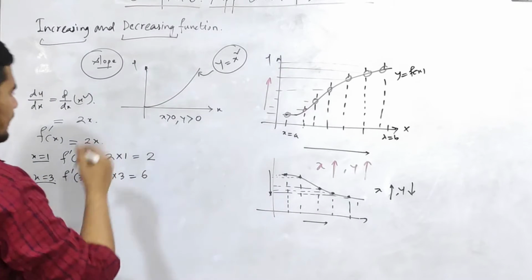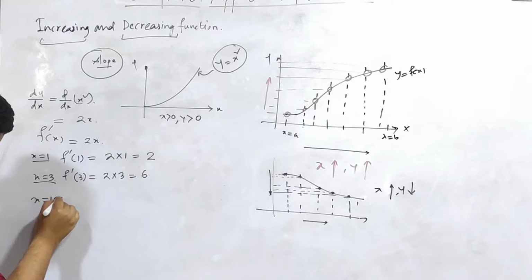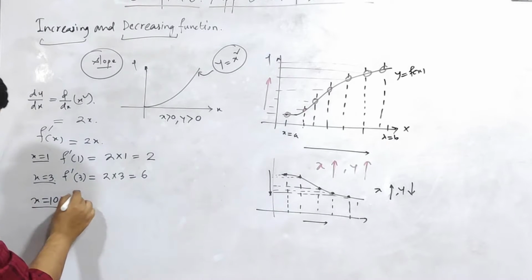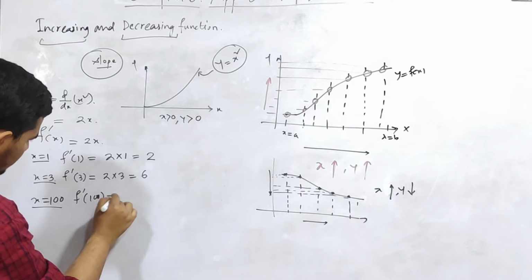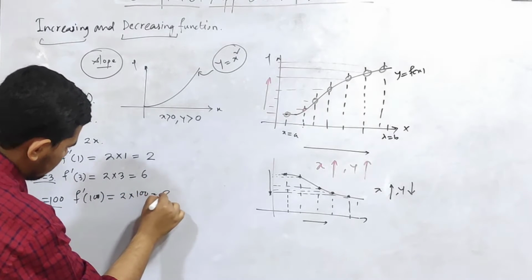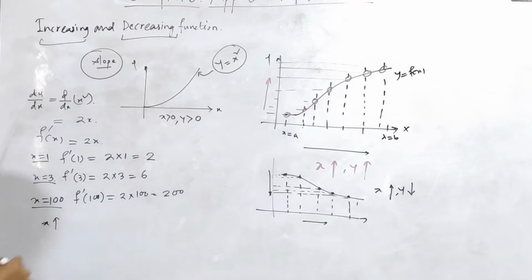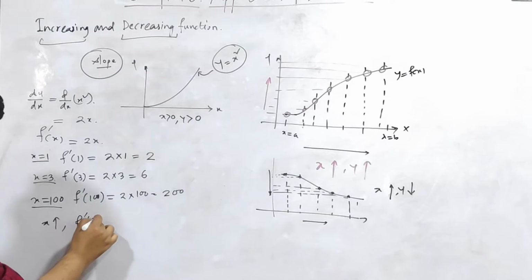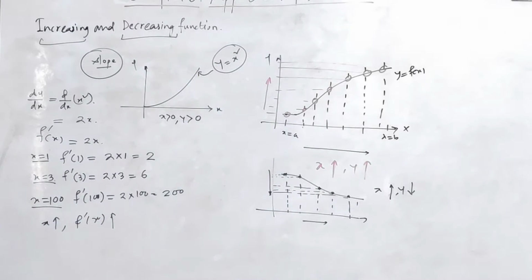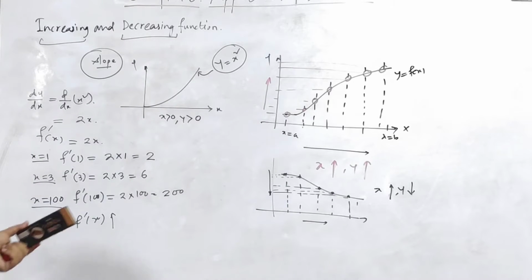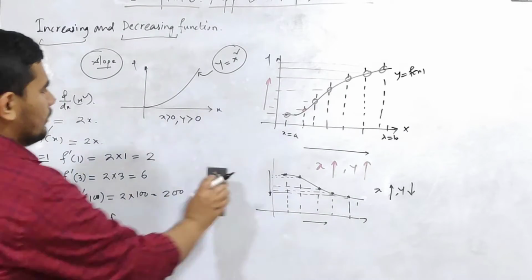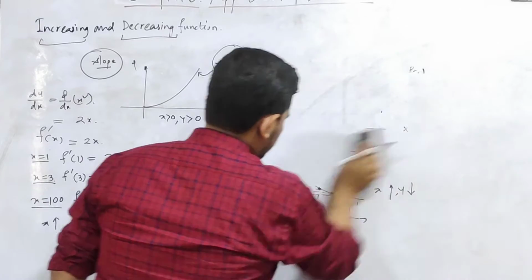Let's suppose I take again another value. Let's suppose x equal to 100. So f dash of 100 is equal to twice into 100. So you can see that as I am increasing the value of x, f dash of x is also increasing. So to conclude here, whenever you are going to find out the increasing and decreasing nature, first the method is to, I will write the steps in short.